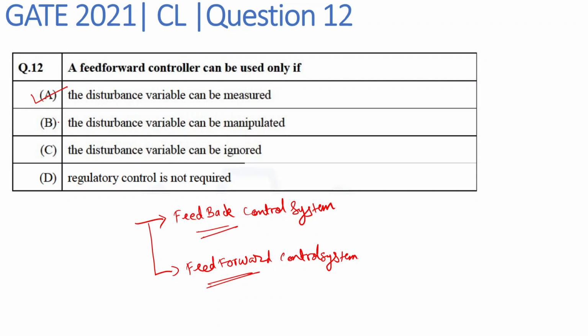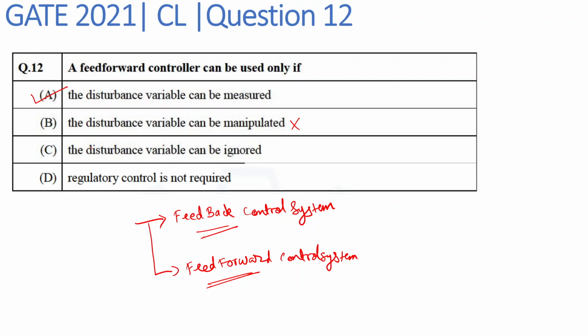The second option is that disturbance variable can be manipulated. So this option is incorrect because disturbance variables aren't in our hand. So they can be called a noise to the system, which can't be controlled by us, or which are uncertain. So they can't be manipulated.